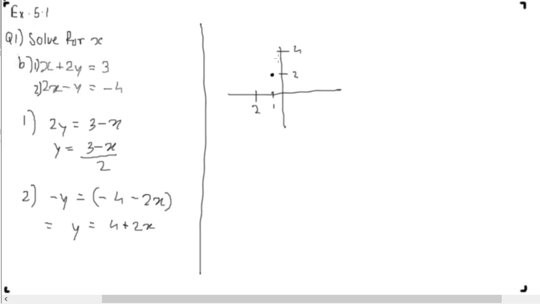Let me draw the actual graph though. The graph looks like this. You may be confused about the coordinates of this point. This is 1 and 2, right? So here 1 then 2, and this is just the answer for this. You can plug them back in to verify.